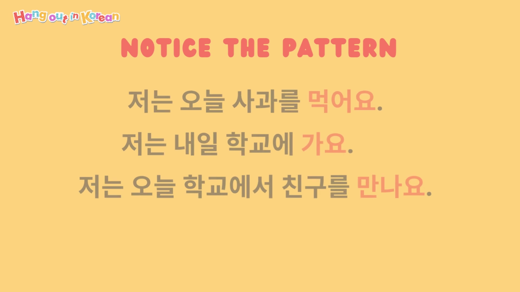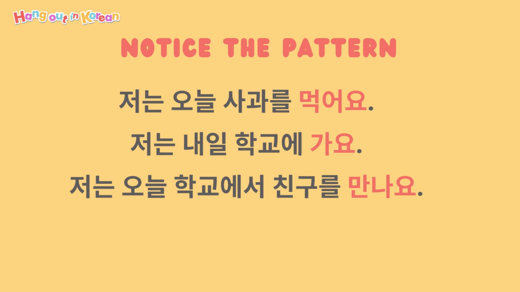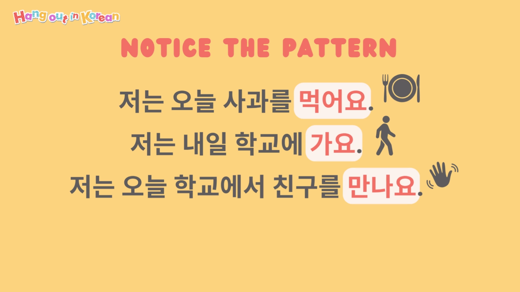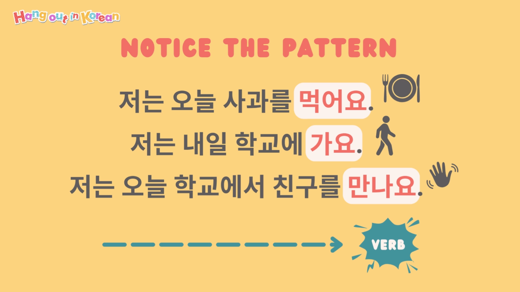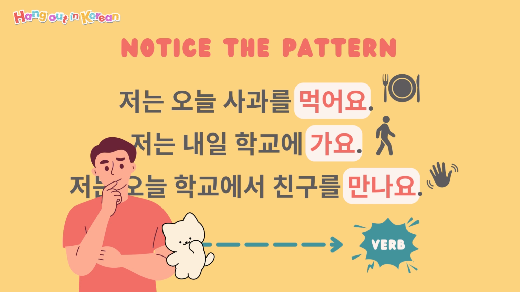Before we finish, look at these 3 sentences one more time. 저는 오늘 사과를 먹어요. 저는 내일 학교에 가요. 저는 오늘 학교에서 친구를 만나요. They all describe different actions, but they share one important pattern. The verb always comes at the end. That's one of the biggest differences between Korean and English. Once you begin expecting the verb to appear last, Korean sentences become much easier to follow.